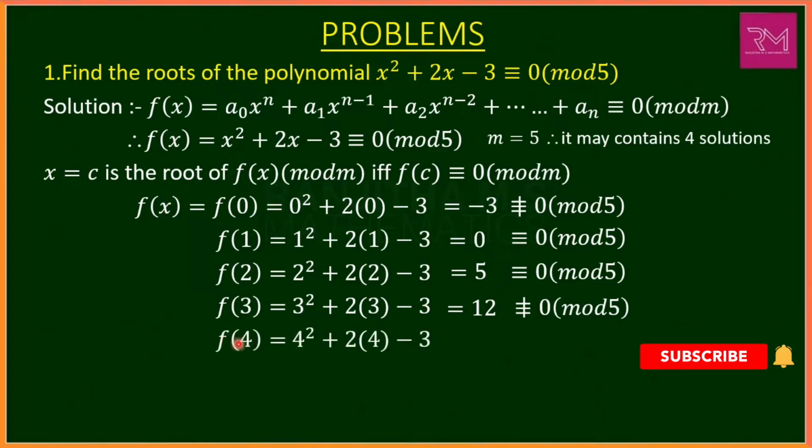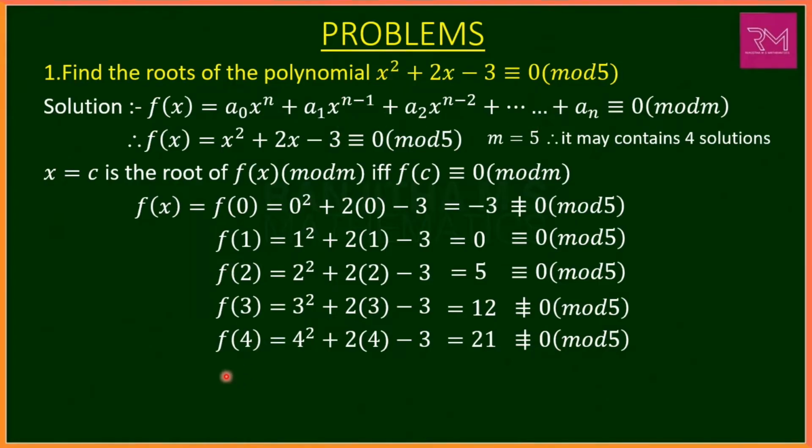Similarly, we check for x equal to 4. Substituting x as 4 gives 4 square plus 2 into 4 minus 3. 4 square is 16, plus 4 into 2 is 8, 16 plus 8 is 24, 24 minus 3 is 21. So 21 is also not congruent to 0 mod 5, because 5 does not divide 21. So 4 is not a root of the given polynomial congruence.